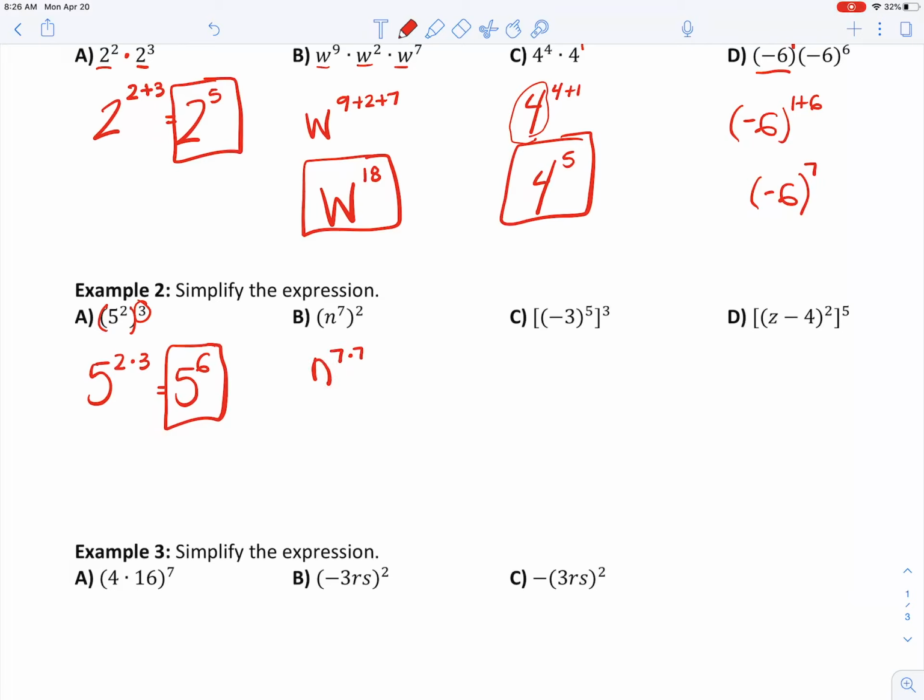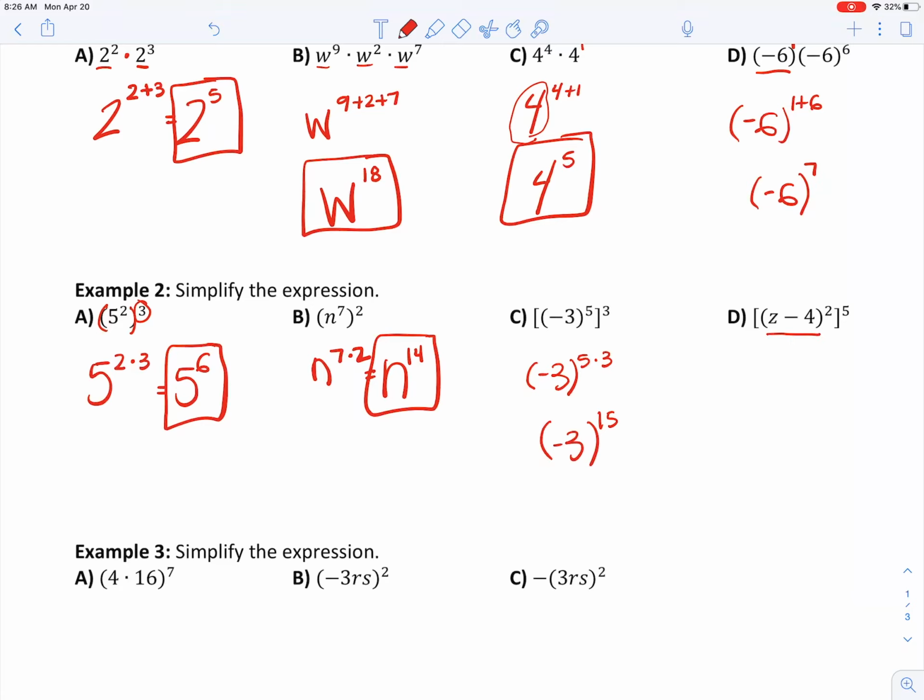All right, the next one, same thing. n to the 7 times 2, times 2, which is n to the 14th power. Okay, we're going to do the same thing. Negative 3 to the 5 times 3. That will become negative 3 to the 15.